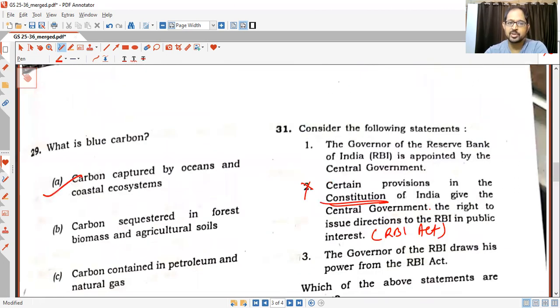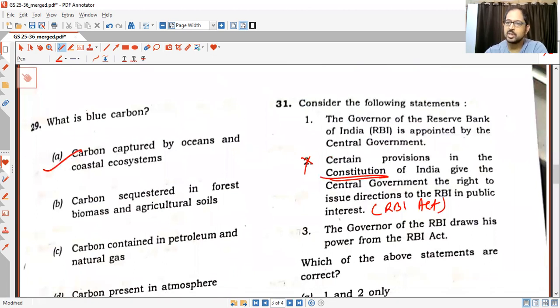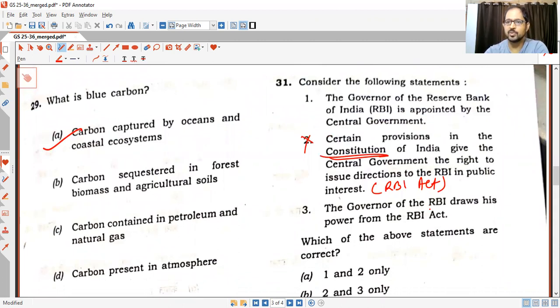Coming up to question number 29. Again, a very direct, very easy question. What is blue carbon? You must have heard of it at least 20-50 times during your preparation if you have been reading newspaper and current affairs. Blue carbon is carbon captured by oceans and coastal ecosystem. Even if you haven't heard of it much, blue is related to oceans and coastal ecosystem, if you must have known. So the answer was very direct, A.